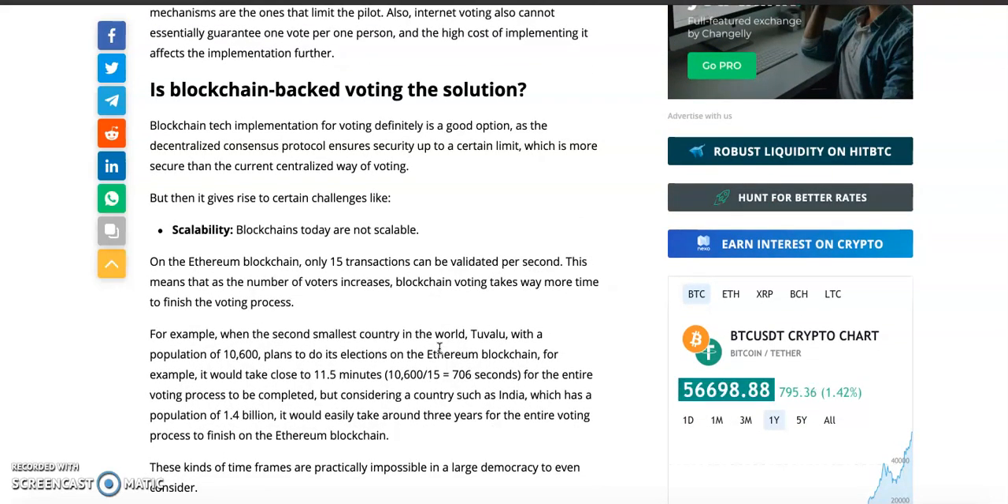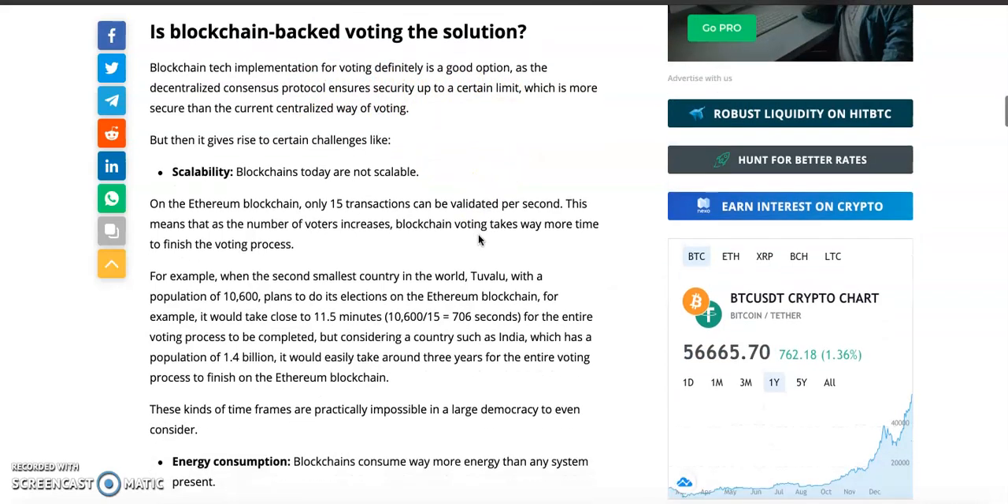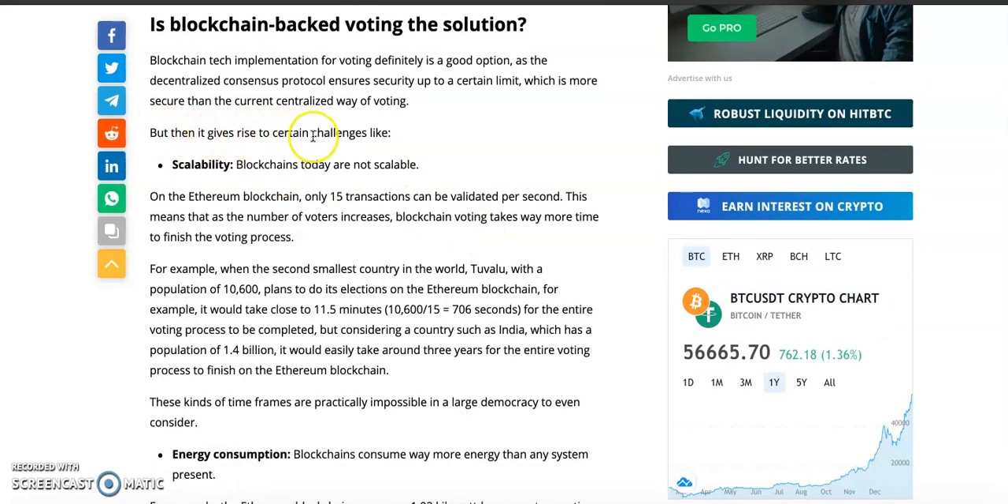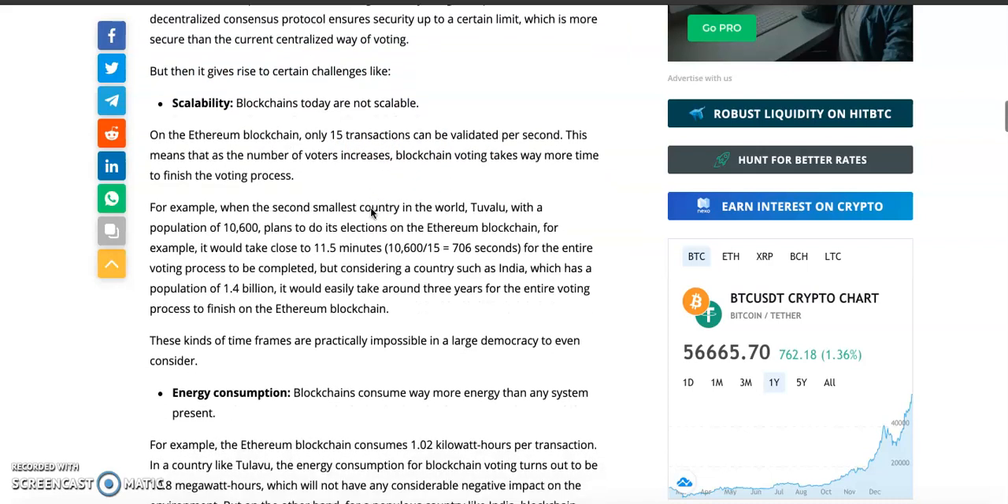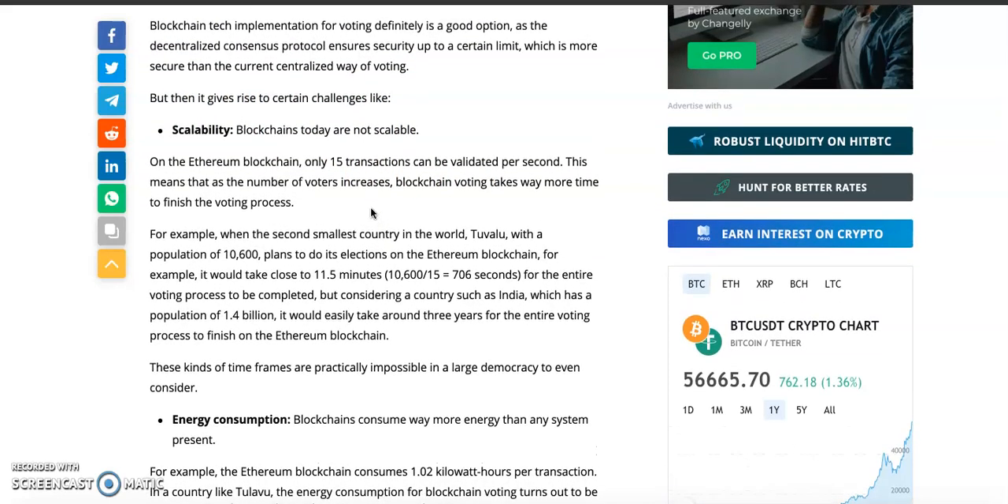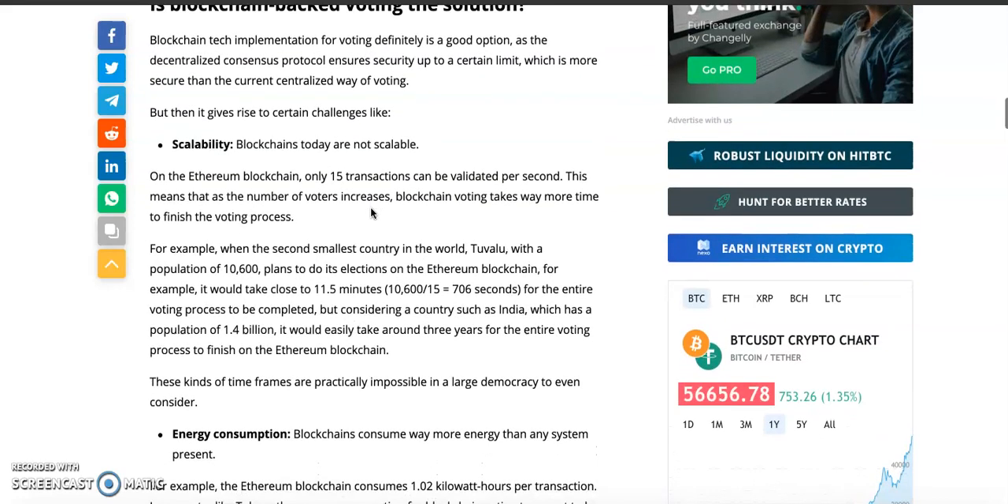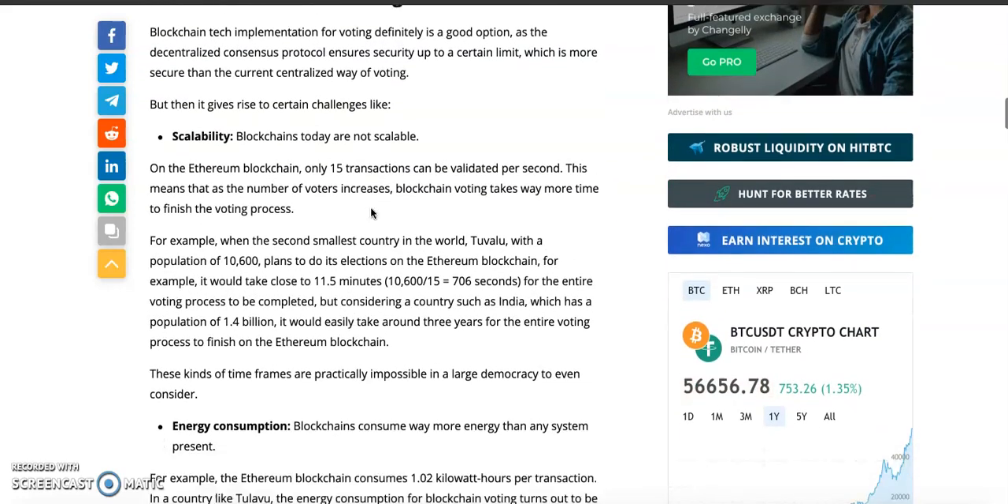one of the reasons why election with blockchain was not really a thing several years ago is because of the issues we had with blockchains, right? But let's see what was listed here. Blockchain tech implementation for voting definitely is a good option, as decentralized consensus protocol ensures security up to a certain limit. Anyways, but then it gives rise to certain challenges, and these guys that wrote this article, of course, these guys are biased.